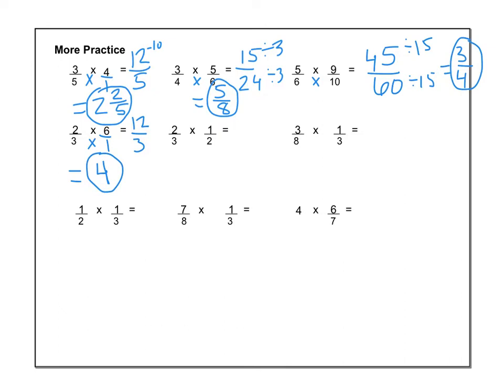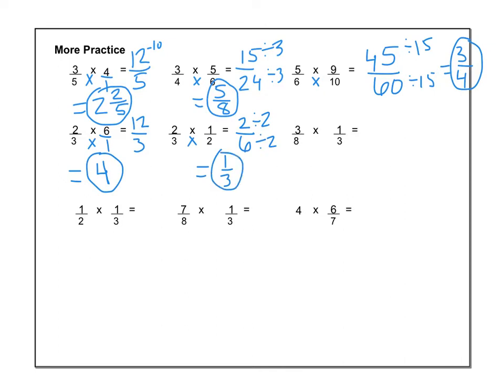If we look at 2/3 times 1/2, we get 2 times 1 is 2, and 3 times 2 is 6. 2 and 6 can both be divided by 2, so we're going to get 1/3 as our final answer.